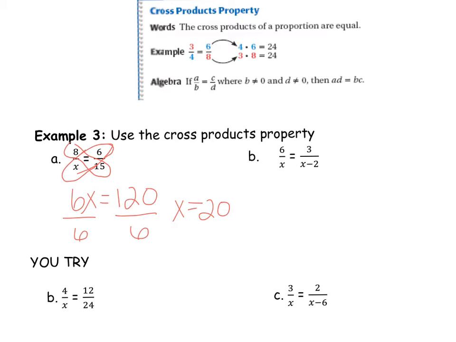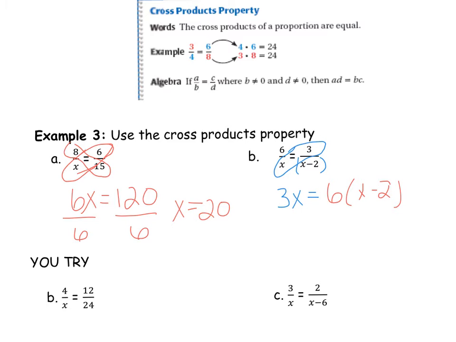Okay, and that's it. The next one, B, is a little different. Whenever I see an x minus 2, a little expression underneath or on top, I'm going to make sure that I put that in parentheses, just because it's going to help me as I write my equation. So again, I want to do the cross product. So 3 times x equals, and then this one I actually want to go ahead and write out. So 6 times (x minus 2).